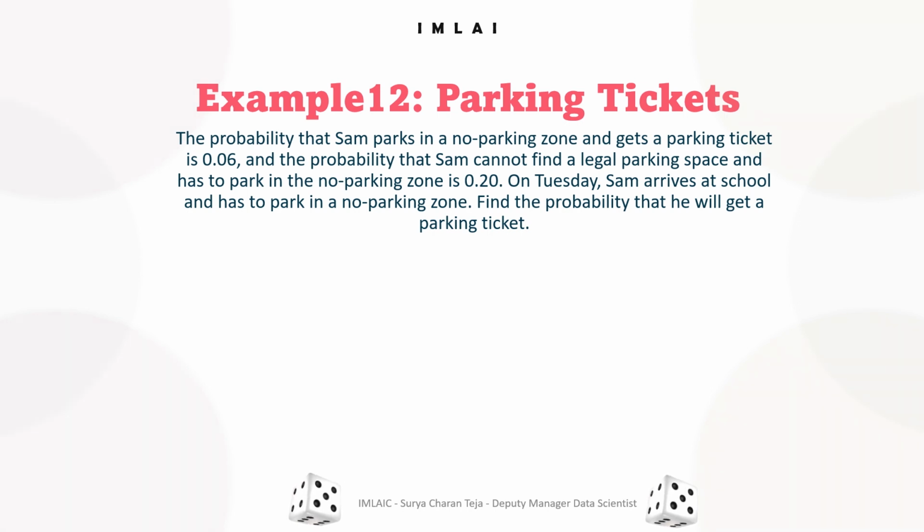So that's what the question is. First, let's make it into two events. One, capital N, that's parking in a no parking zone. T, getting a ticket. And the question is very clear. Tuesday, Sam arrives at school and has to park in a no parking zone. That's the first thing that happens. Once that is done, find the probability that he will get a parking ticket. So the question is pretty simple. Probability of getting a parking ticket given that he has parked in a no parking zone.